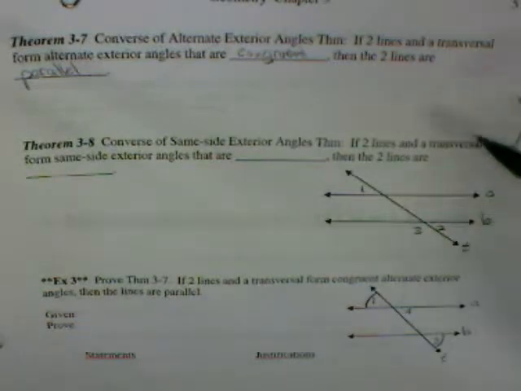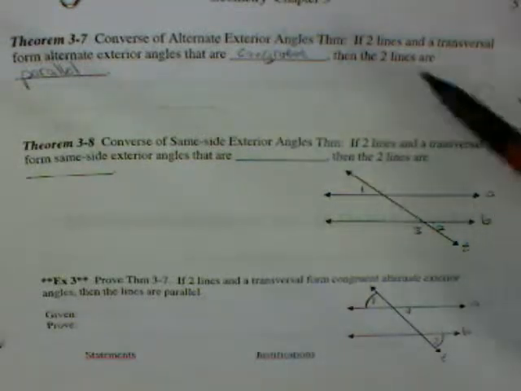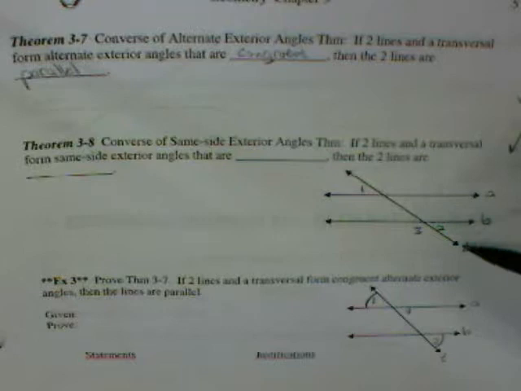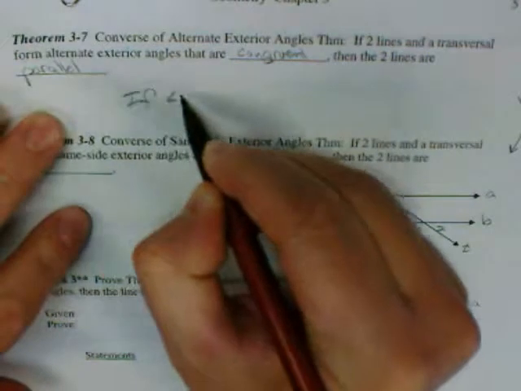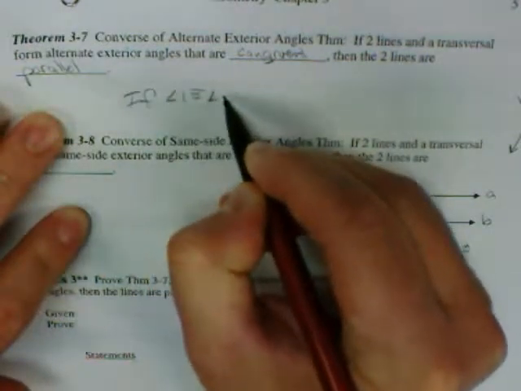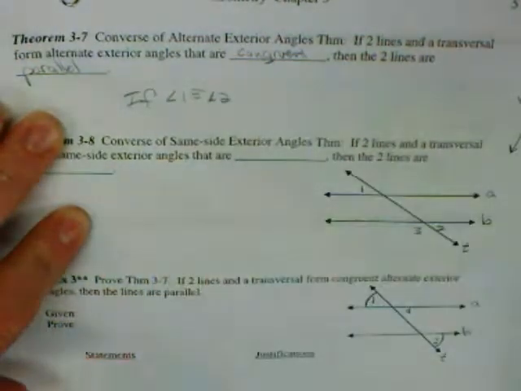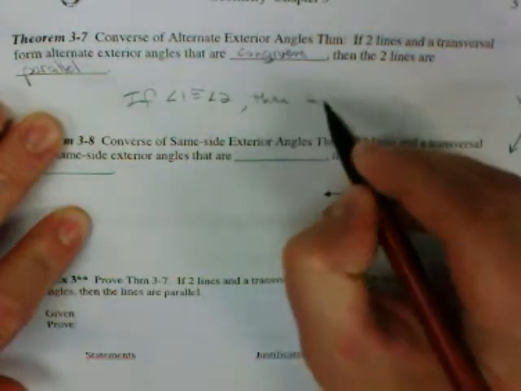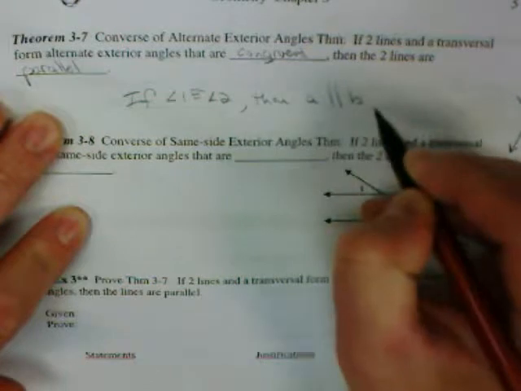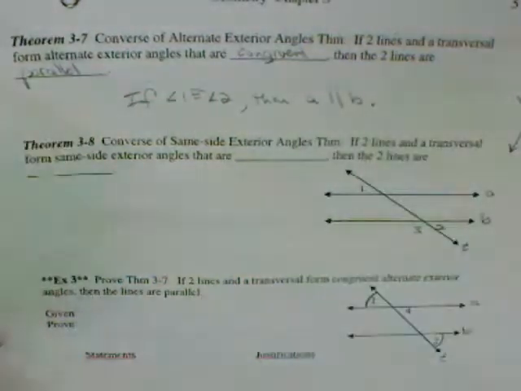So this diagram is going to be used for both of these. And if we're talking about alternate exterior angles, you look at 1, 2, and 3. 1 and 2 are the alternate exterior angles. So we're saying if you know that angle 1 is congruent to angle 2, then you're allowed to conclude that A is parallel to B. Line A is parallel to line B.